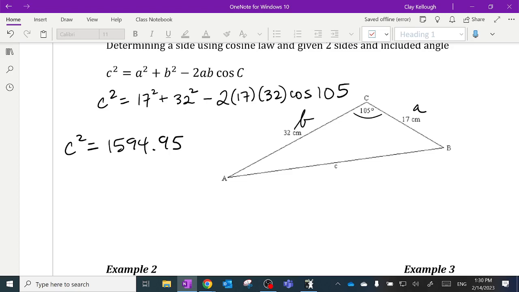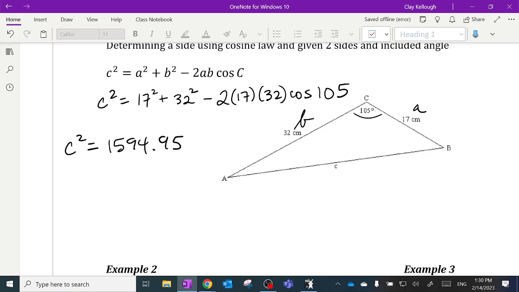We're not going to fall for this, right? We know that's not side C. I dare you to take a ruler and try to make a triangle that's 17 this way, 32 that way, and 1,594 that way. It's not going to work. So what's the last step here? No, it's not going to work. So what's going to happen? What's the last step? Inverse cosine?